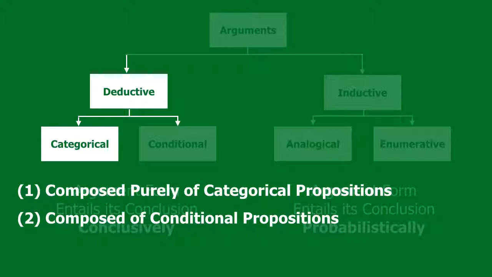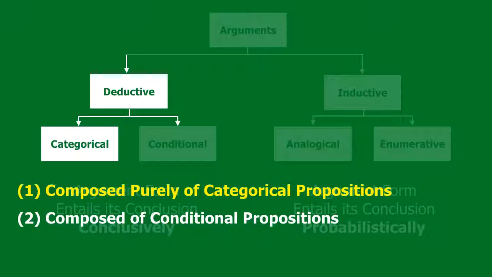So what we'll do in this lesson is focus on categorical syllogisms that are composed purely of categorical propositions, and in the second part of this lesson we will return to consider categorical arguments that also have conditional propositions, and we'll be able to do that because we'll have a better understanding of what exactly a categorical argument is. So the goal of this lesson is to understand what exactly a categorical syllogism, a categorical deductive argument, is, and we'll do that using categorical arguments that are composed purely of categorical propositions.